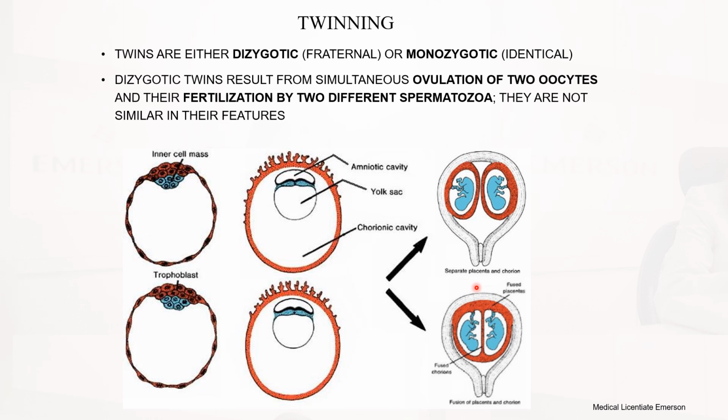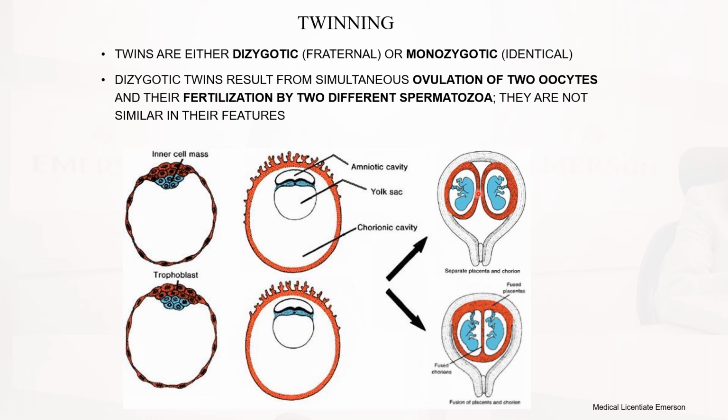Then dizygotic twins can either have a separate placenta and chorion, and this will be known as dichorionic diamniotic. Others will have a fused placenta and chorion. This one will be dizygotic, but monochorionic, since they have a fusion of the placenta and the chorion. Okay, so these are how we call them.